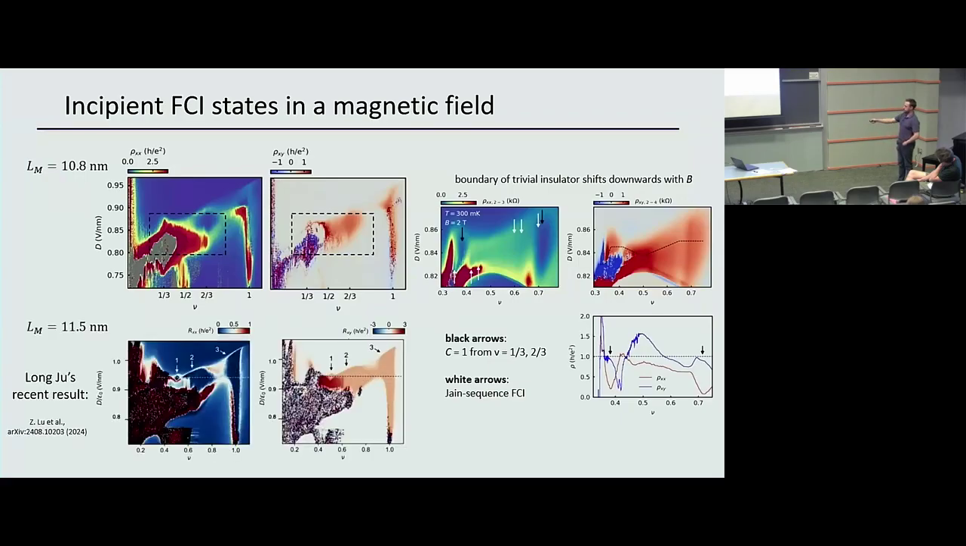And just to compare once more to Long's data, basically what we're doing is looking at this region that he sees at 0 field as topological, which is unfortunately trivial in our sample at 0 field. So we're basically using the magnetic field to just peel back this trivial insulator and expose where the fractional Chern insulators were at 0 field in the slightly smaller twist angle sample.